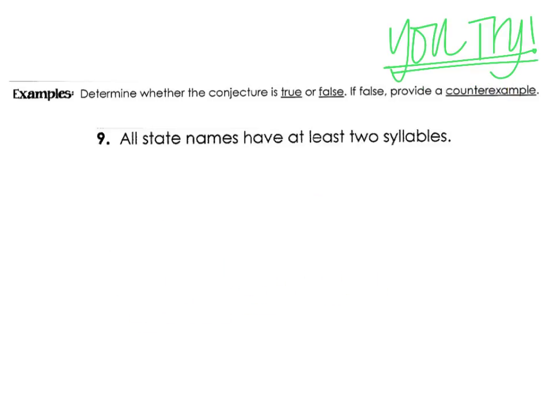All right, I want you to try number 9 as well. Determine if this conjecture is true or false. If it's false, provide a counterexample. So, all state names have at least 2 syllables. Either say this is a true statement or say it's false and provide a counterexample. When you come back, I'll have the answer written on your screen. So pause your video now.